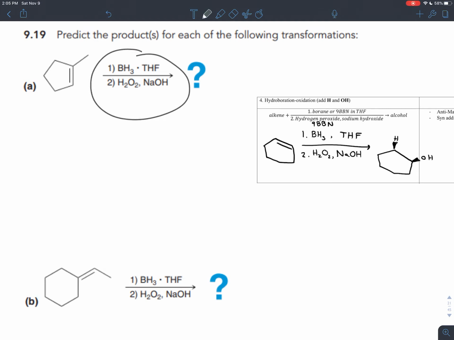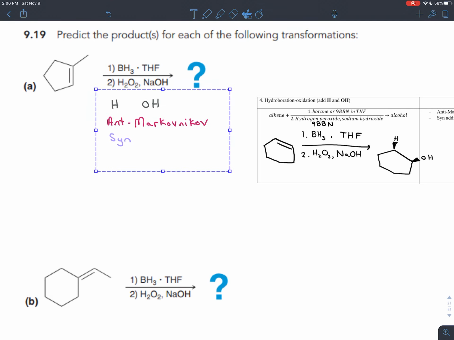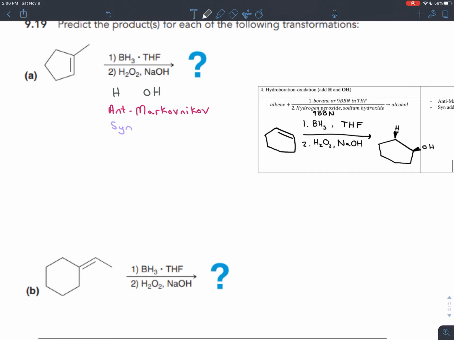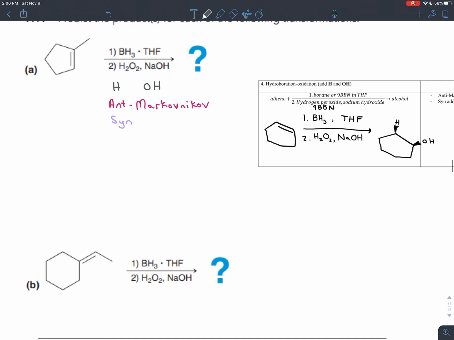So what are we adding? You look at the recipe. We're going to add boron and hydrogen. That's hydroboration. And they'll add on the same side, syn, of the double bond. And then we're going to replace the boron with one of the oxygens in hydrogen peroxide. So that's oxidation. So we're doing hydroboration-oxidation. Hydroboration-oxidation, you add H and OH, anti-Markovnikov, and syn.